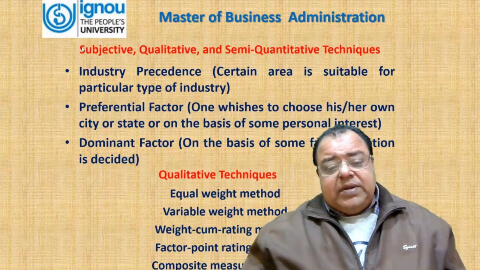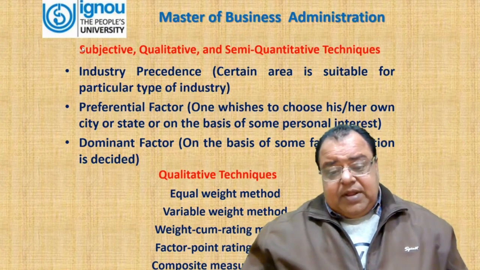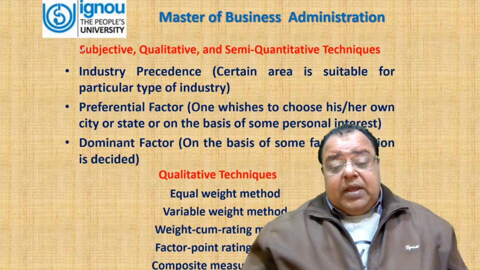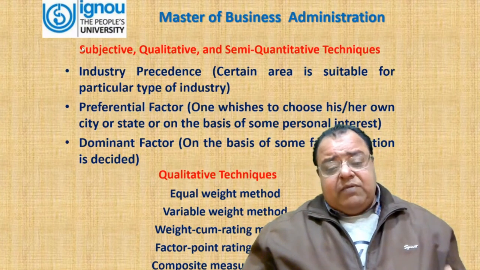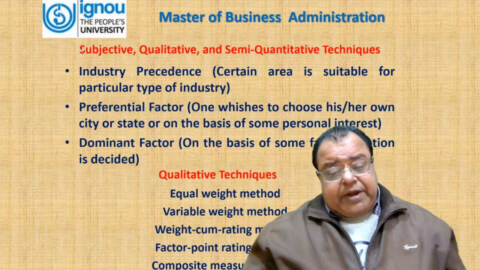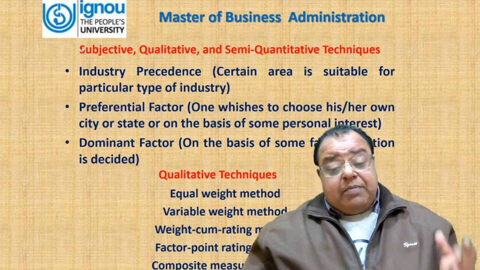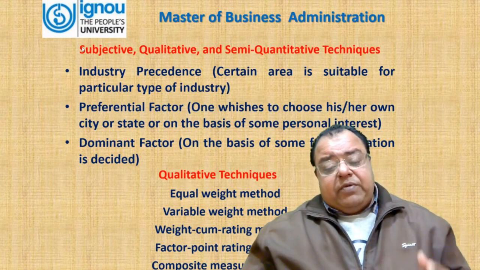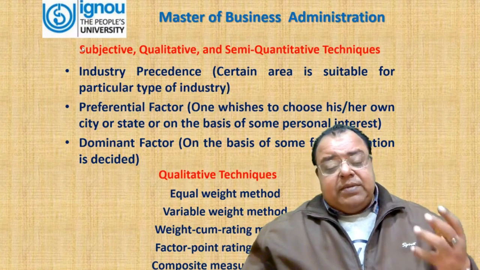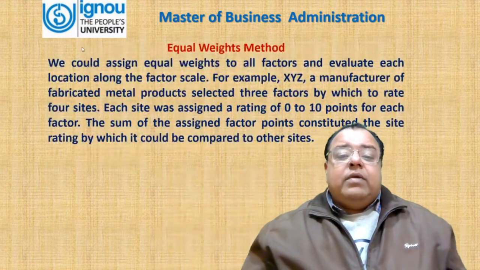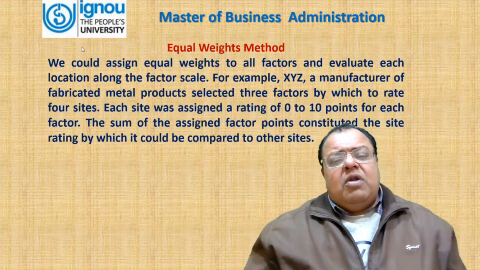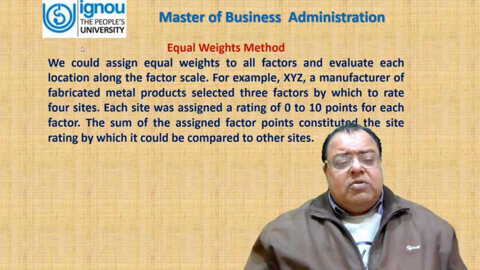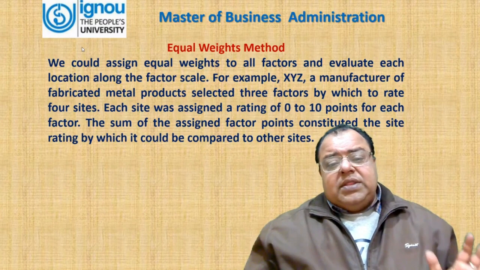And if we talk about qualitative techniques, under that, there are five methods. First one is equal weight method, variable weight method, weight cum rating method, factor point rating method, composite measure method. We will start with equal weights method. We could assign equal weights to all factors and evaluate each location along with the factor scale.